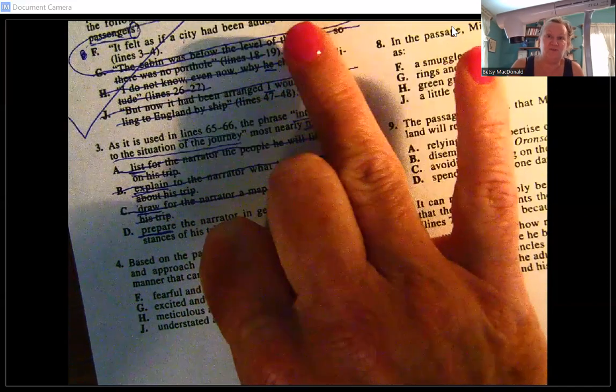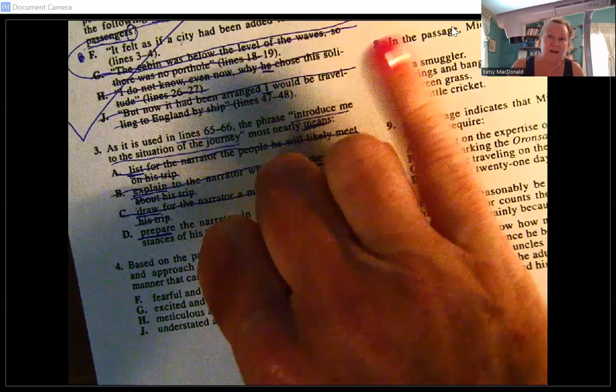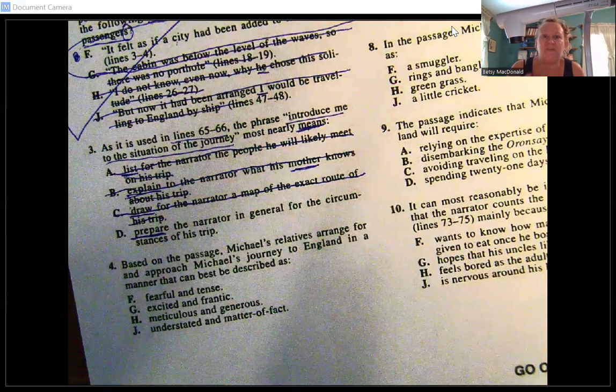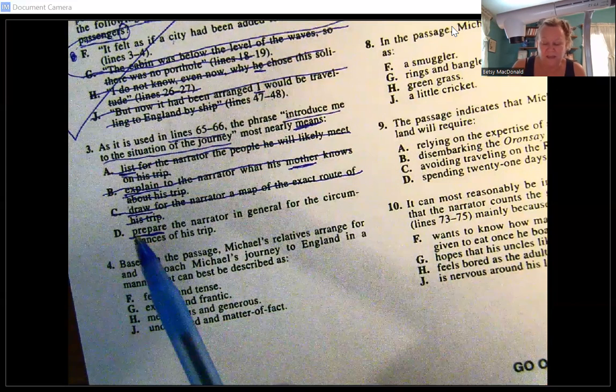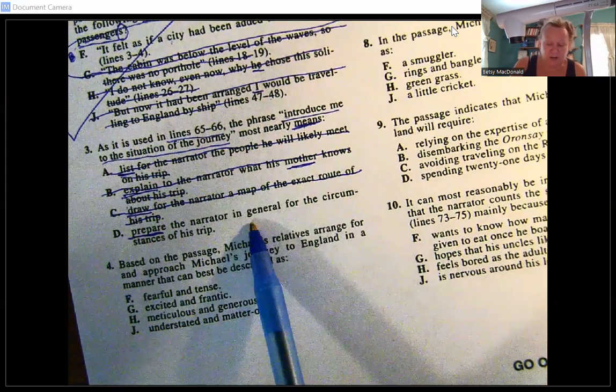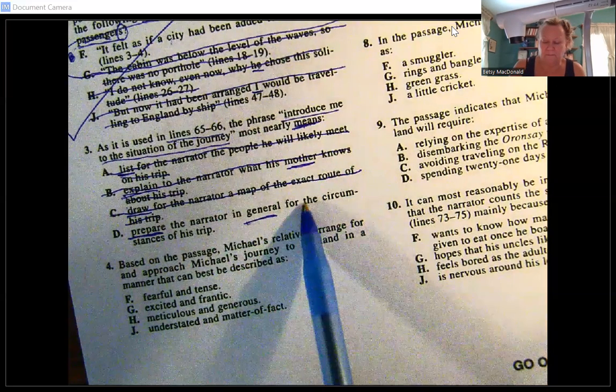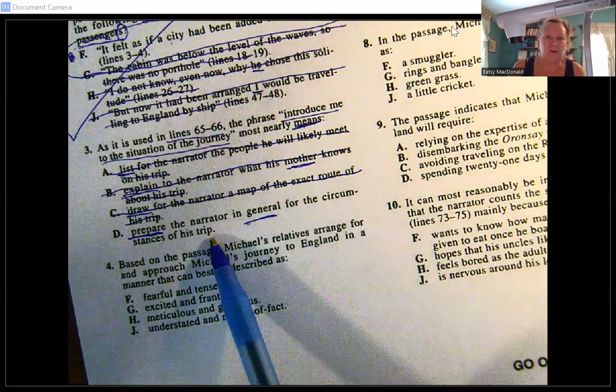I've only got 2 to choose here. I eliminated that one. I got 1 left. Yay! It's positive thinking, right? So let's read it. Does it prepare the narrator in general? So it doesn't have to be specific, right? For the circumstances of his trip.